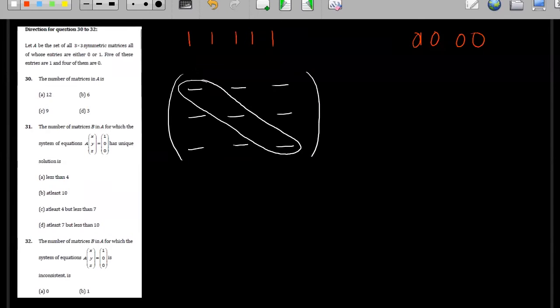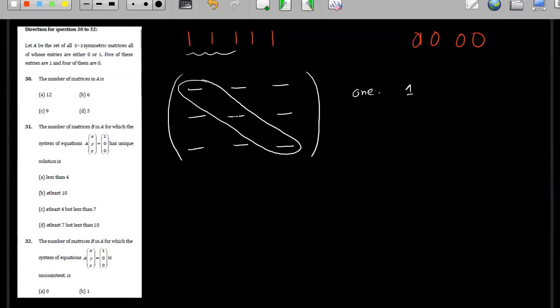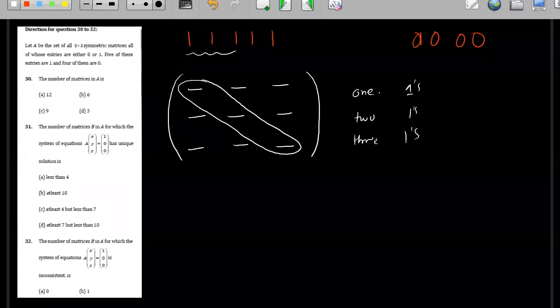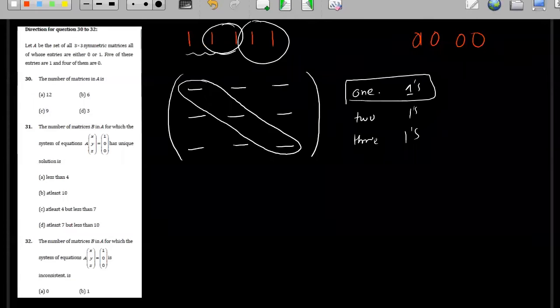In this diagonal, I can fill 1 one here, or I can fill 2 ones here, or I can fill 3 ones here. I can fill 1, 2, or 3 ones. Now see, when I am filling 1 one, I am left with 4 ones, right? And I'm left with 4 ones and 1 pair of 0, because it is symmetric, right?